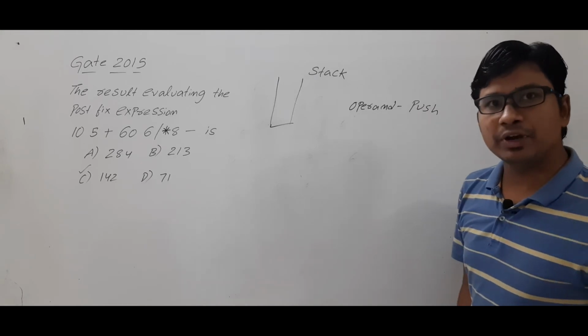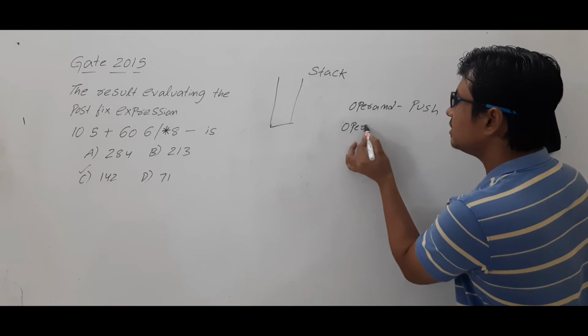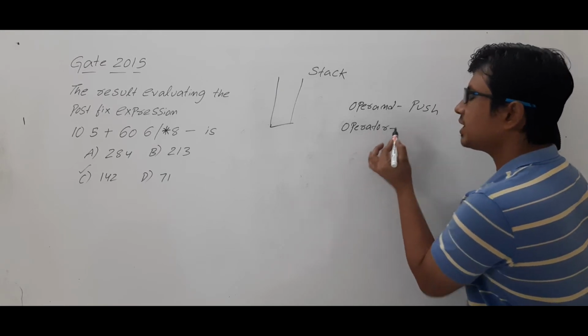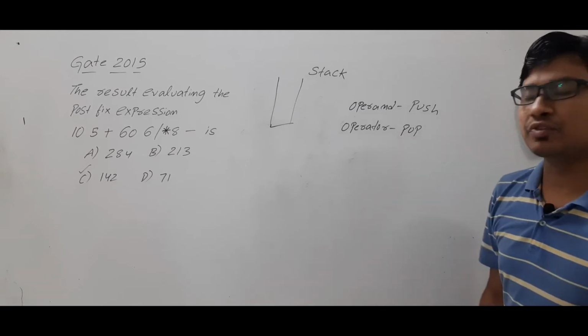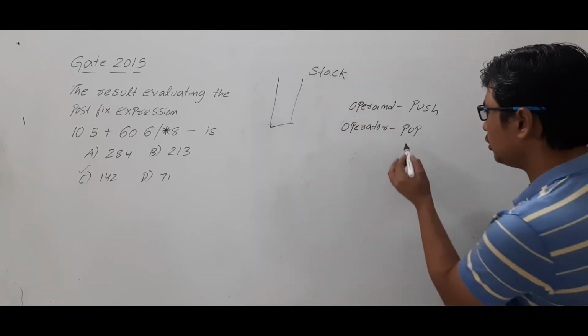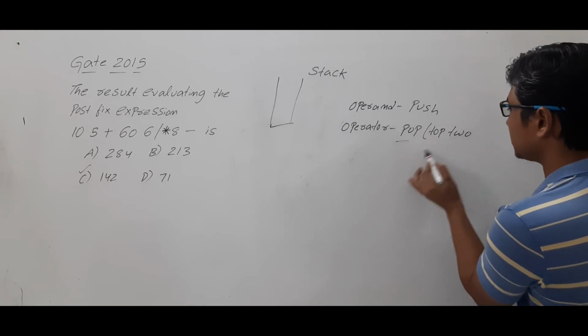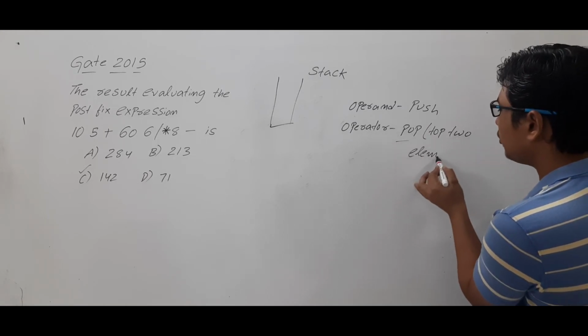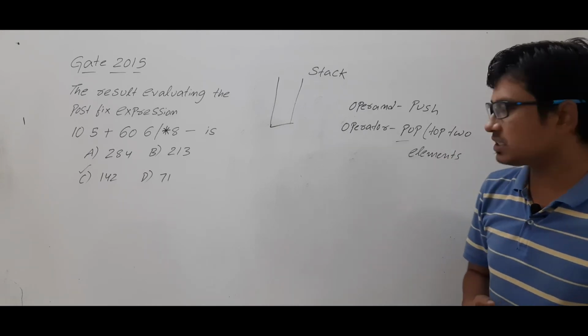Now other than an operand, what will you find in an expression? You will find an operator. If you find an operator, you pop the top two elements from the stack and then perform the operation between them. Is it clear? Are you able to understand it or not?